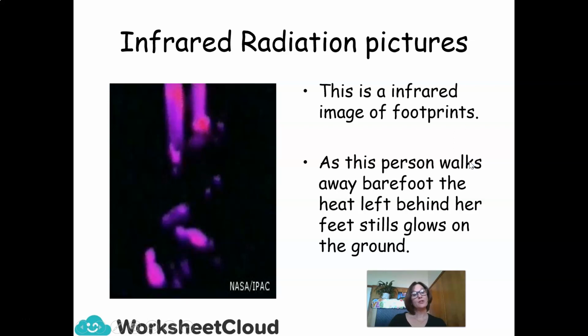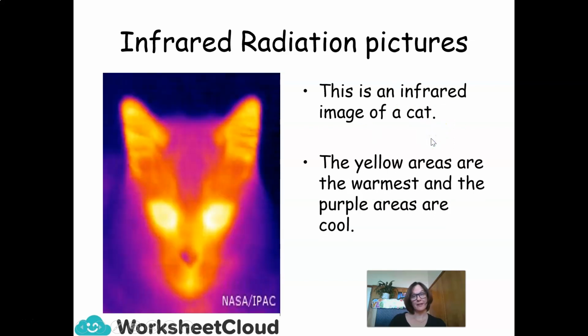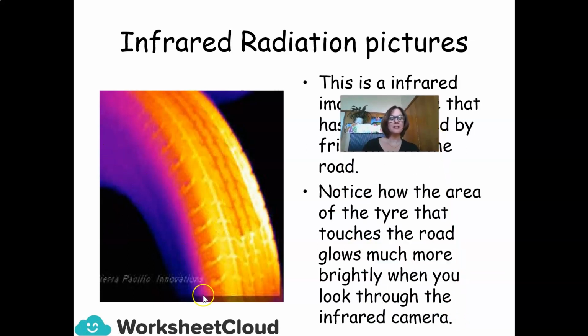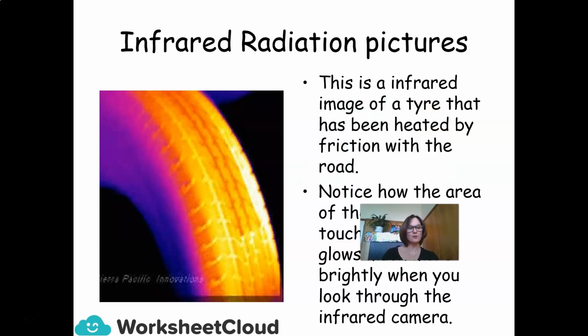Right, this is an infrared image of footprints. As the person walks away barefoot, the heat left behind still glows on the ground. Here's an infrared image of a cat. The yellow areas are the warmest and the purple areas are the cooler part of the cat. Quite interesting, don't you think? An infrared image of a tire that has been heated by friction with the road. Okay. Notice how the area of the tire that touches the road glows much more brightly when you look through the infrared camera, because that is where most of the heat is concentrated.